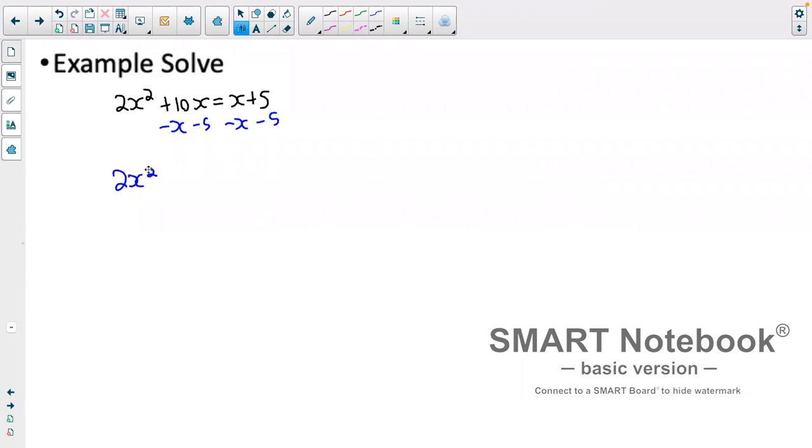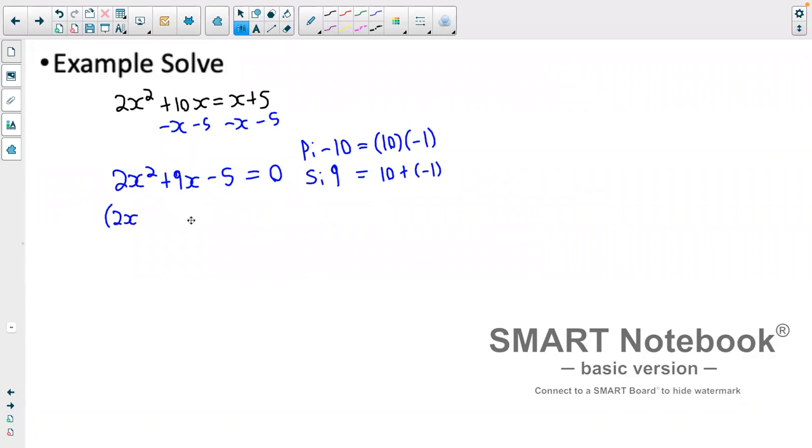So that gives us 2x squared plus 9x minus 5 is equal to 0. Now in this case, our product is going to be our a value times our c value. So 2 times -5, so our product is -10, and our sum is 9. So we're looking for two things that multiply to -10, add to 9. So that would be +10 and -1 multiplied to -10. +10 plus -1 would add to 9. So we have a 2 in front here, so we start each of our binomials with 2x.